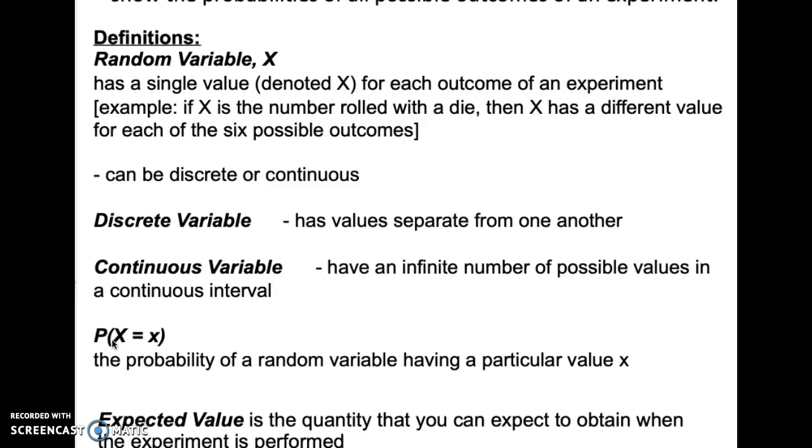Okay, the next thing here is P of X equals x. What that really means is the probability of capital X, which is our random variable, having a particular value. So if you saw P of X equals 3, going back to our very first example, that would have meant the probability that the die rolled a 3.